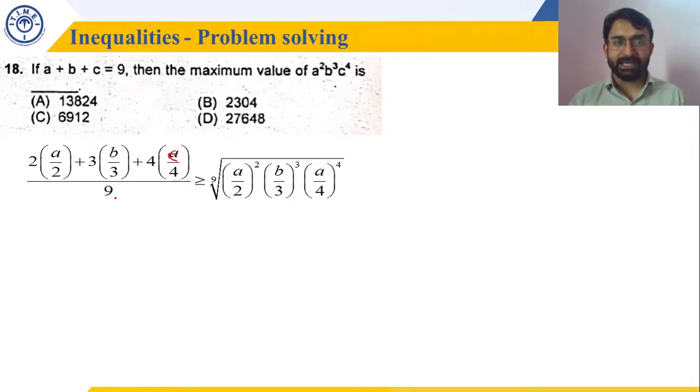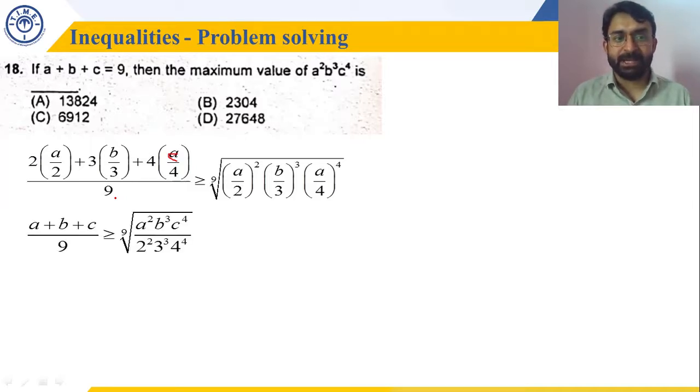And arithmetic mean is greater than or equal to geometric mean. So the geometric mean of these terms is the 9th root of a by 2 into a by 2, that is a by 2 squared, b by 3 into b by 3 into b by 3, that is b by 3 cubed, and c by 4 into c by 4 into c by 4 into c by 4, which is c by 4 raised to the power 4. Now if you look at this expression, 2 times a by 2, 3 times b by 3, 4 times c by 4 will again give us a plus b plus c divided by 9.